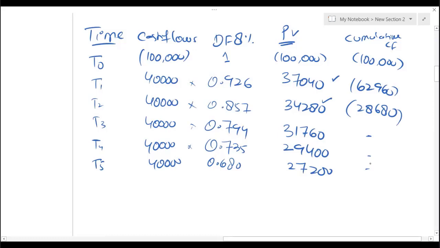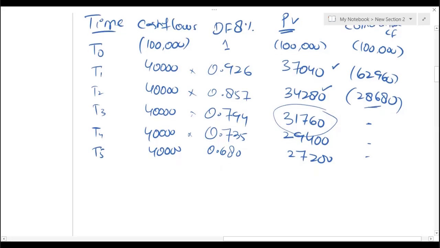Because in the third year, we just need to recover at least 28,680 more, and in the entire third year, we are getting 31,760. We're getting more than 28,680. So definitely before the end of third year, or near to end of third year, we will recover 28,680. So what is the payback period?